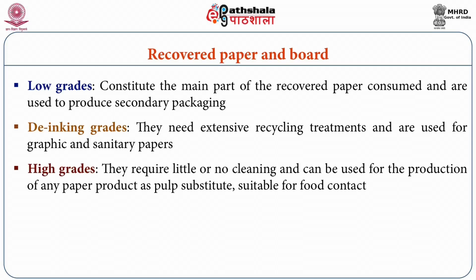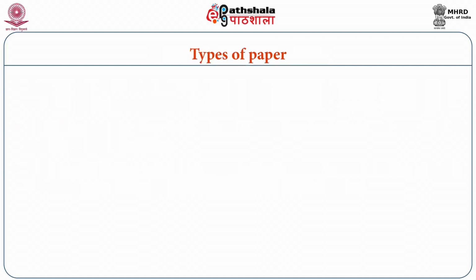The third one is high grades. They require little or no cleaning. They can be used for production of any paper product as pulp substitute. They may therefore be suitable for food contact packaging also. So now we will discuss about different types of paper.